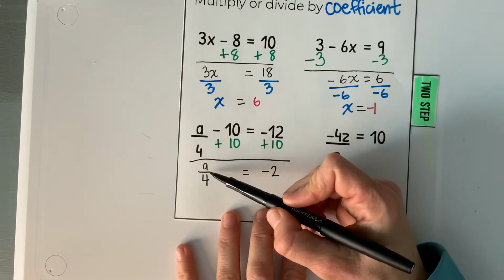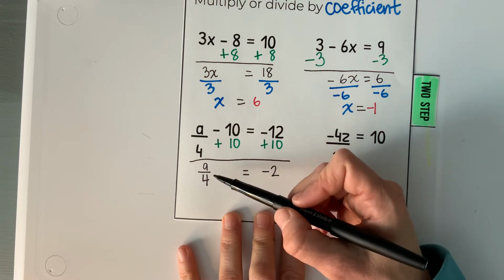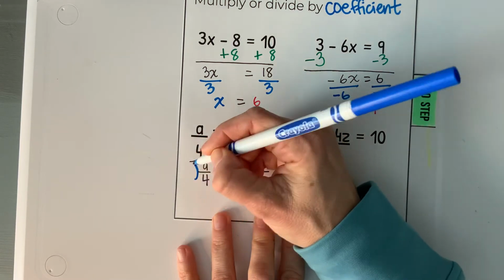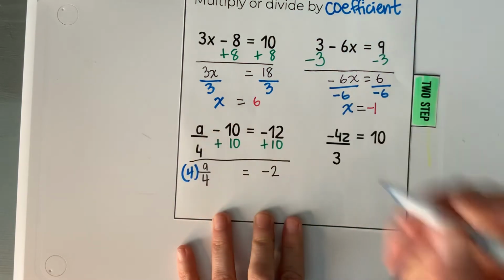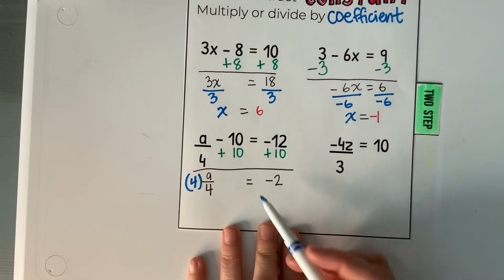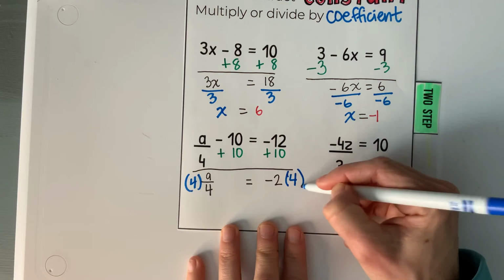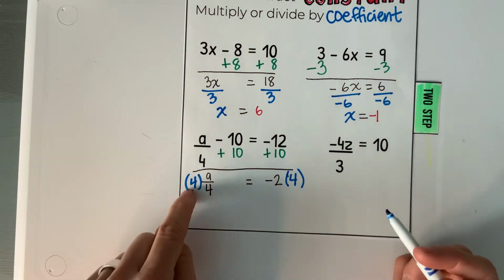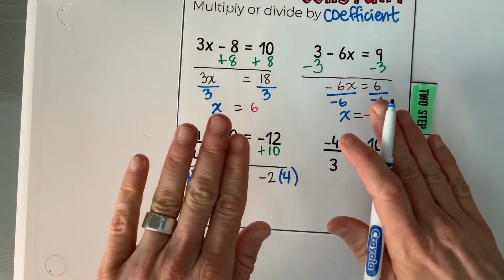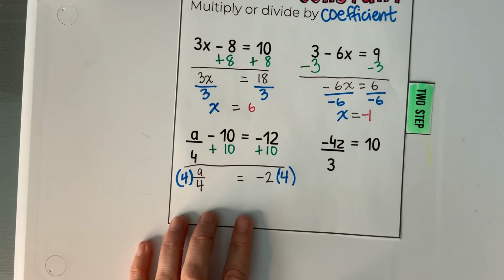Okay, now my next step, multiply or divide by the coefficient. Right now, a is being divided by 4. So if I want to undo divide by 4, I do the opposite. I need to multiply by 4. So I'm going to put parentheses 4 to show that multiplication. And what I do to one side, I have to do to the other because I need to maintain balance, right? So if I only multiply this by 4, what's going to happen to my scale? It's going to go like that, and I'm no longer in balance.